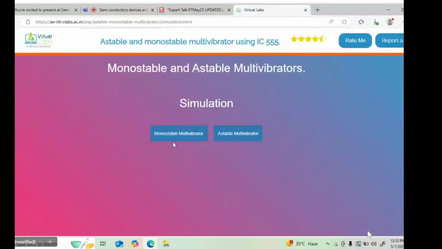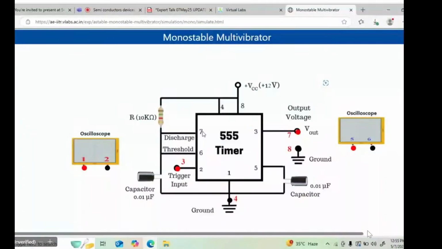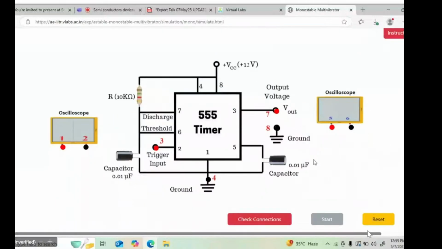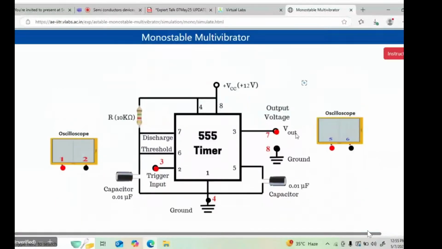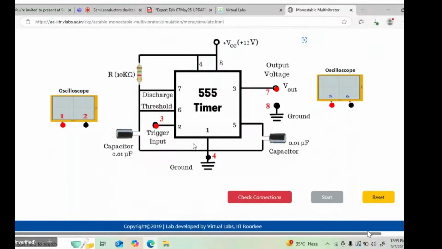Right. Now let us start with the monostable multivibrator. This is the circuit they have given: 555 timer and CRO, and this is the oscilloscope. Now if you are not having any knowledge here, if you remember, any connection should be connected properly. Now let us see, I am intentionally making a mistake, right?